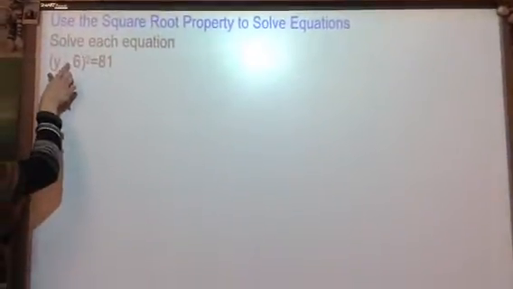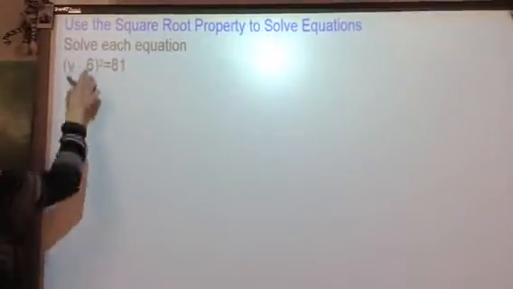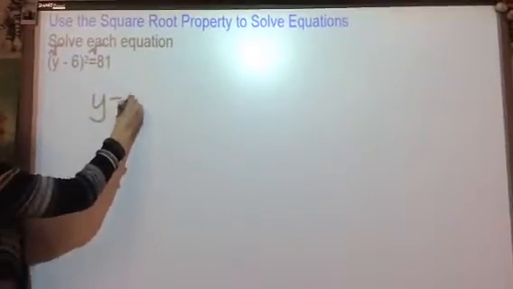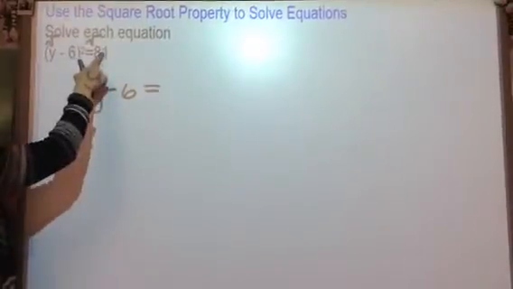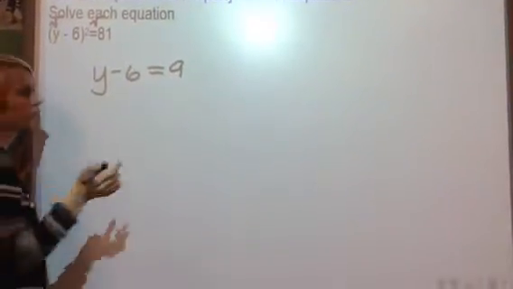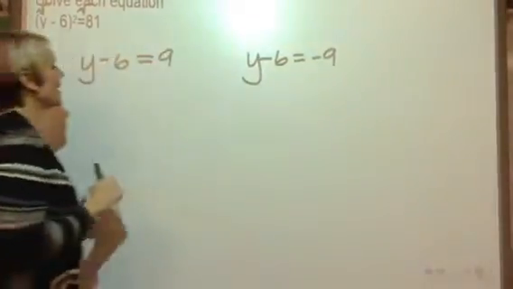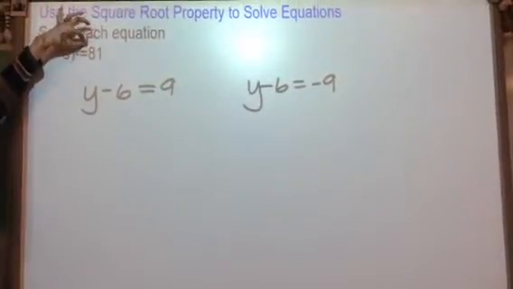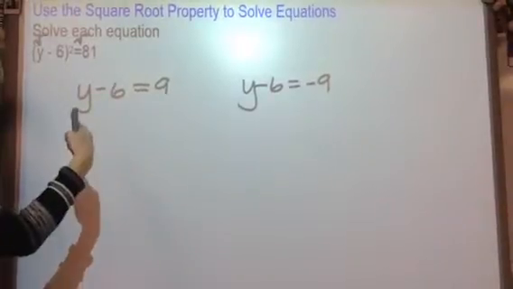See how this is a perfect square? And this is a perfect square also? We're going to use the square root property, which is the square root of both sides. So we would have y minus 6, because the square root of y minus 6 squared is going to be y minus 6. And what's the square root of 81? 9, and there's another one, negative 9. Any perfect square of a number will have two results, a positive and a negative of that number, because I can take negative 9 times negative 9 to get 81.